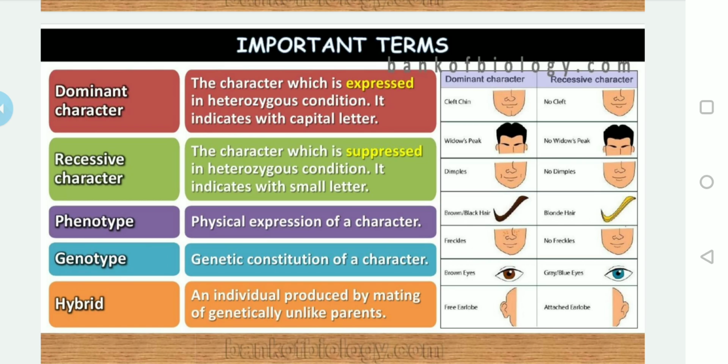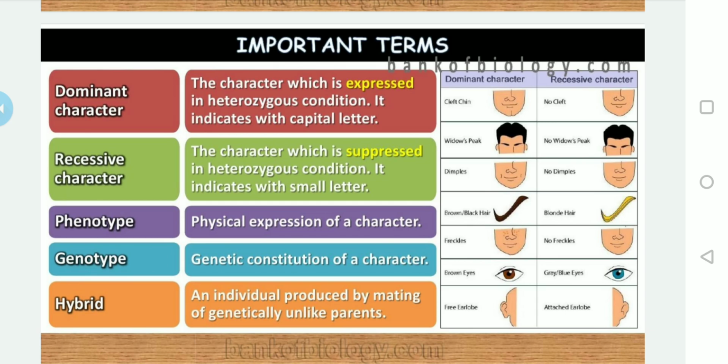And the phenotype: the physical or physiological expression of a character. Whatever we look at, the external morphological appearance of a character, is called phenotype. Then genotype: the genetic makeup or genetic constituent of a phenotypic character is called genotype. Generally, we can say it is the genetic constitution of a character.